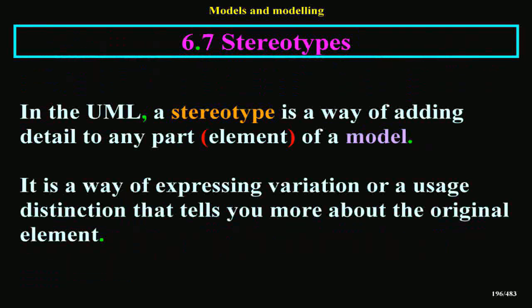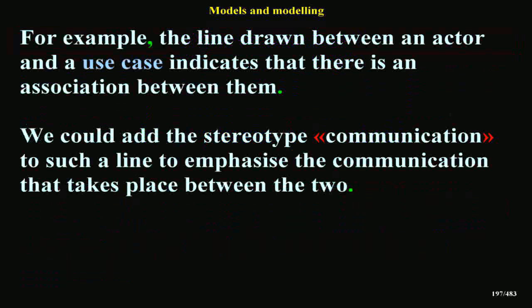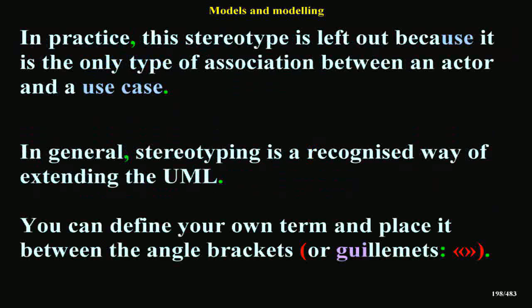7. Stereotypes. In the UML, a stereotype is a way of adding detail to any element of a model. It is a way of expressing variation or a usage distinction that tells you more about the original element. For example, the line drawn between an actor and a use case indicates that there is an association between them. We could add the stereotype communication to such a line to emphasize the communication that takes place between the two.